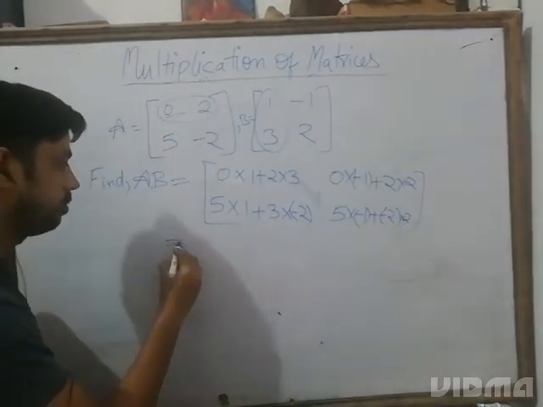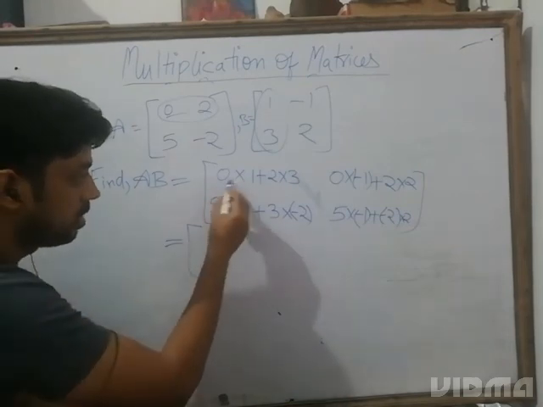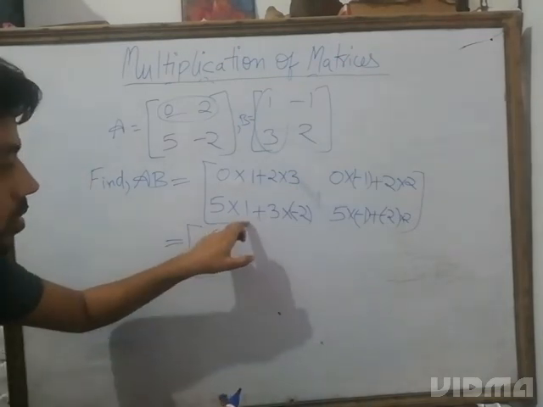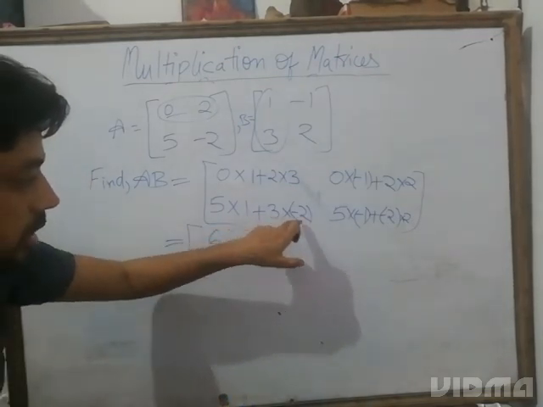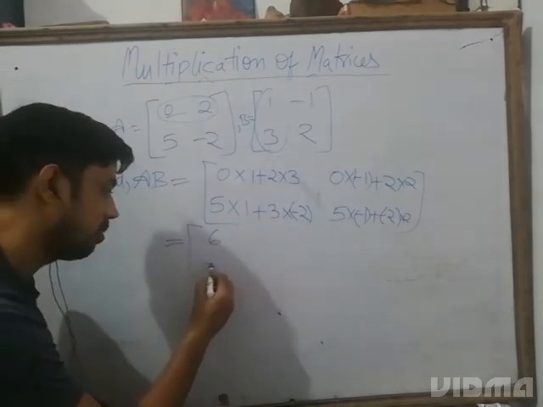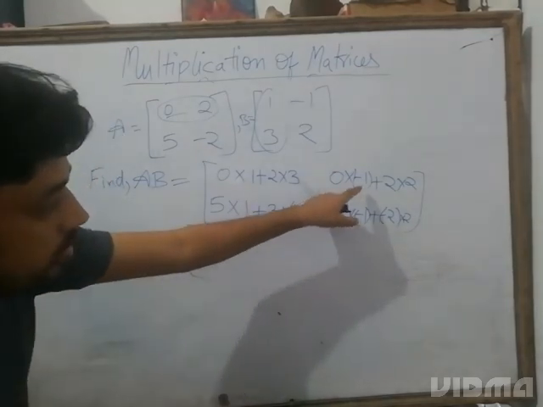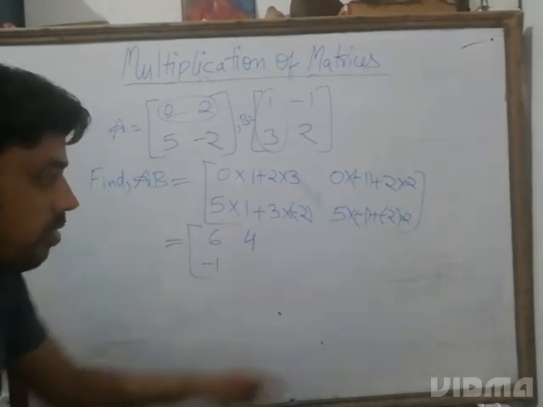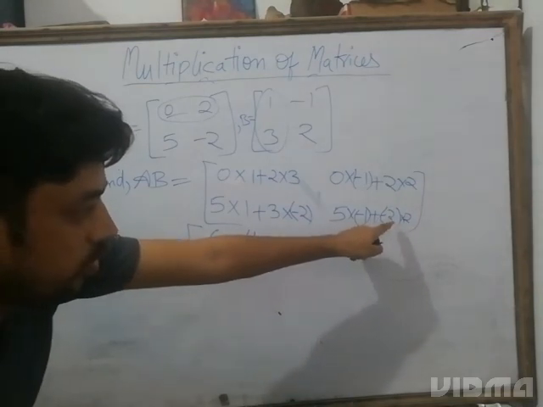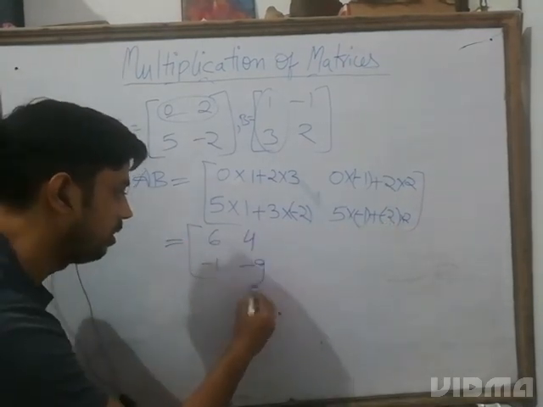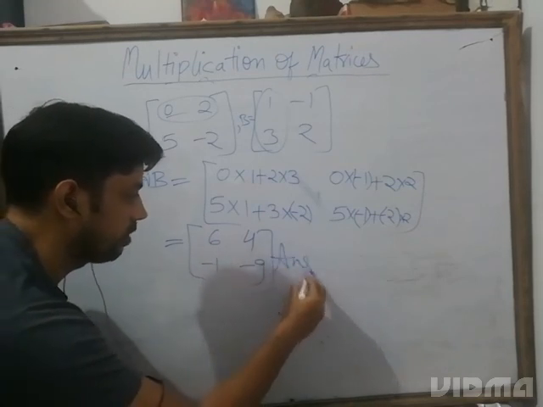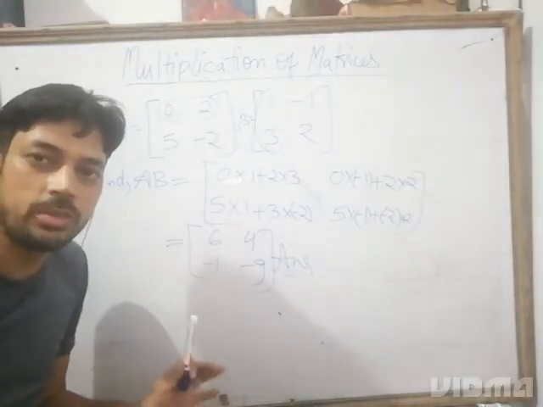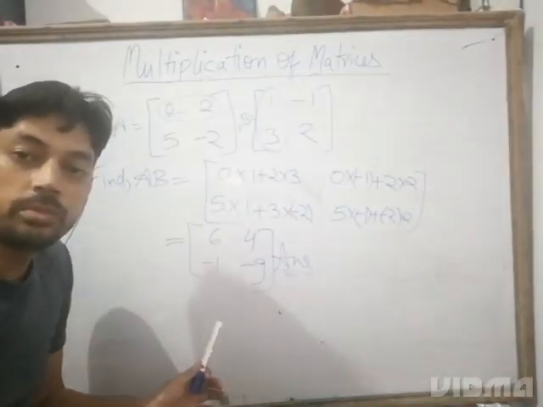So what will be the resulting matrix? 0 into 1 is 0, and 2 into 3 is 6, so this will be 6. 5 into 1 is 5, and 3 into minus 2 is minus 6, so 5 minus 6 is minus 1. 0 into minus 1 is 0, and 2 into 2 is 4, so this is 4. 5 into minus 1 is minus 5, and 3 into 2 is 6, so the result is 1. This is the resulting matrix, and this is the answer. I hope you understand the topic, how we can multiply matrices.